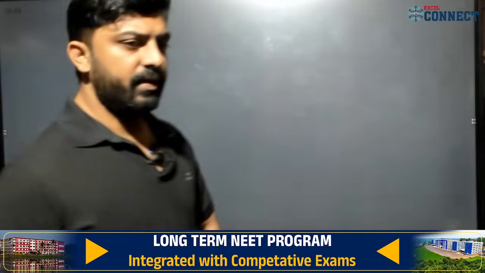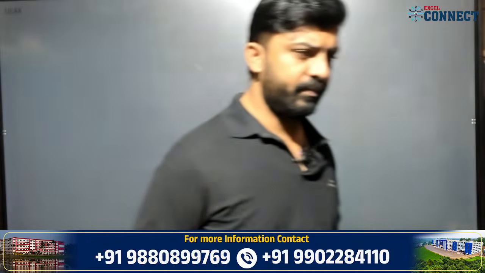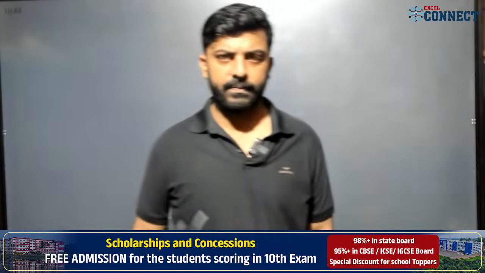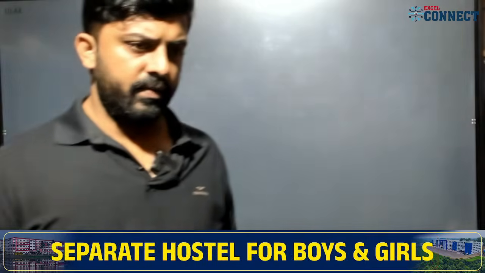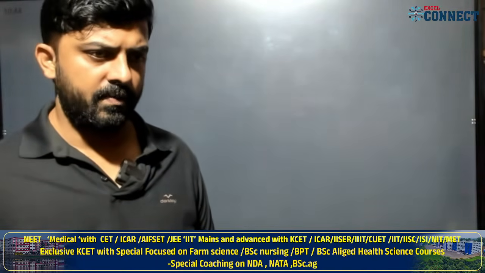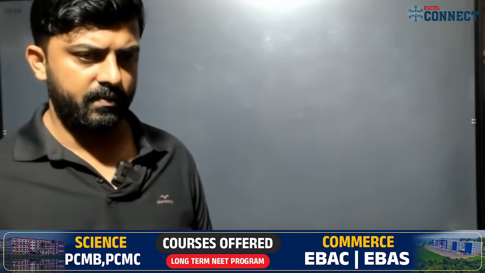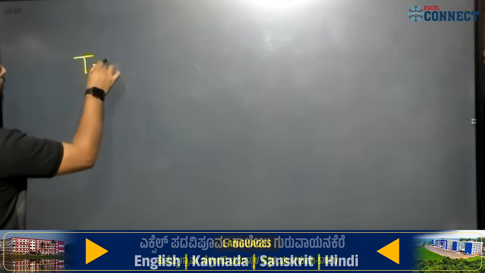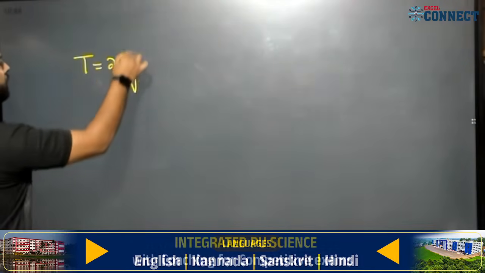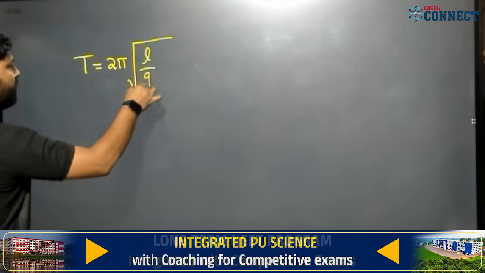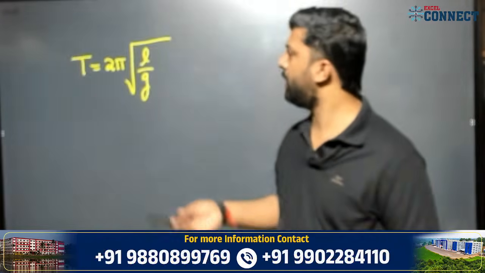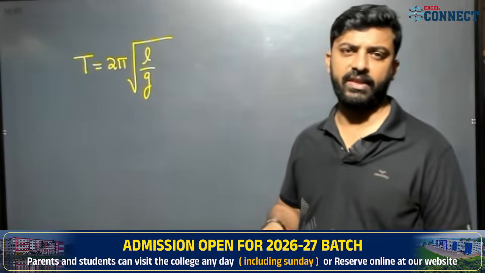Okay, any other formula which you remember? Okay, one more point. Look here, T is equal to 2 pi root L by G. This formula you will study in first PUC. As soon as you come to first year, you will learn some new physical quantities.